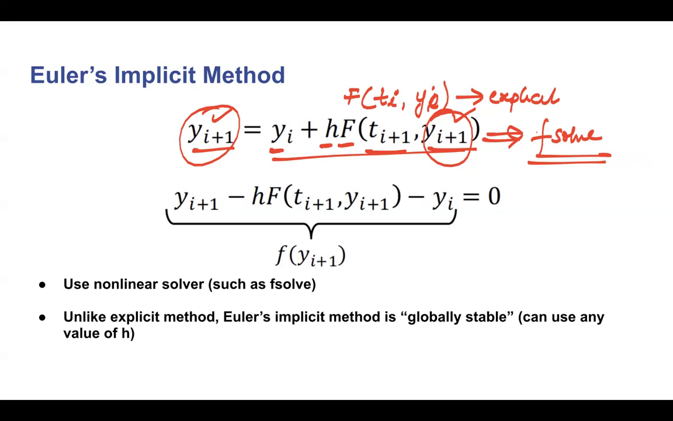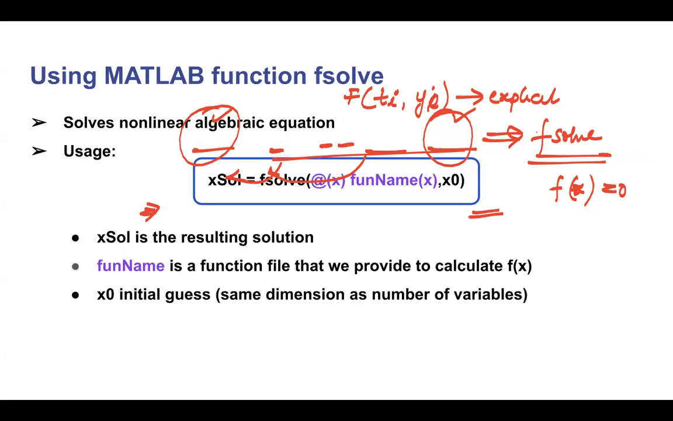When you have to use fsolve, you have to write this function in the form of f of x is equal to 0. So you bring everything towards one side, so it forms an equation like this. So this is your equation, and you equate it to 0. And there is a standard syntax for fsolve. Okay, so this is the syntax of fsolve.